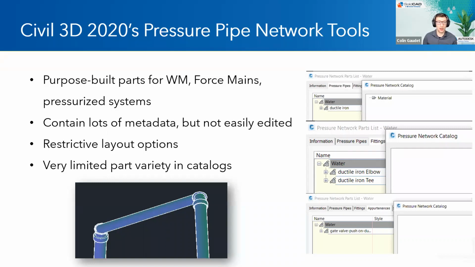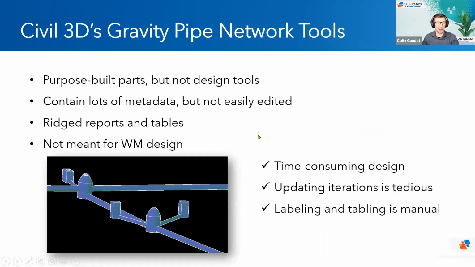Some consultants would just do their best with these pressure pipe tools. Other consultants would say they're not worth the hassle and draw it in manually. And other consultants yet, the workflow that we've adapted today, do all of their water main design with gravity feed networks. Gravity feed networks are a little bit better. They are still purpose-built parts, and you get lots of metadata behind the scenes, but you still have fairly rigid reports and tables, and they're not meant for water main at the end of the day.